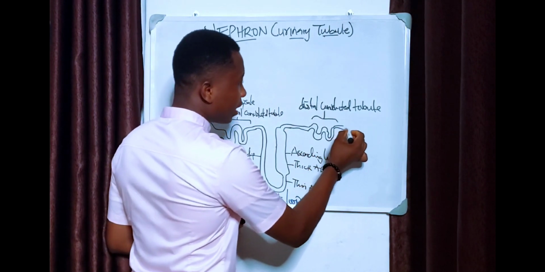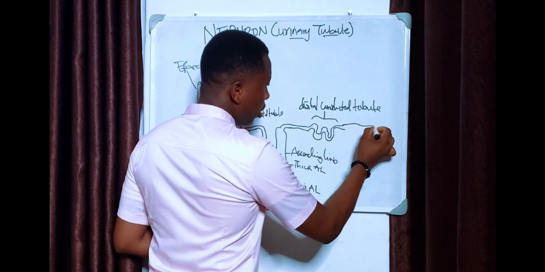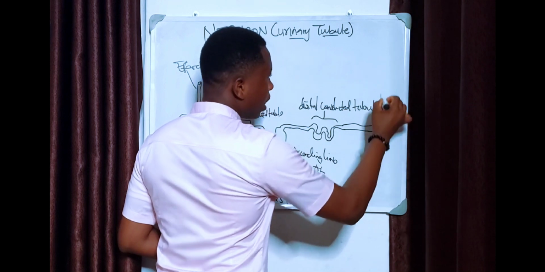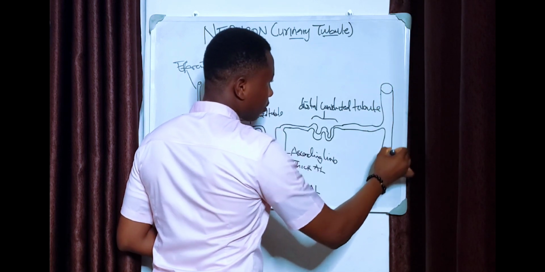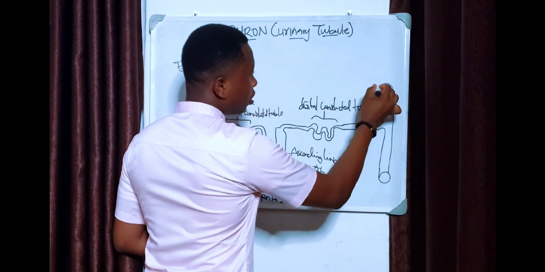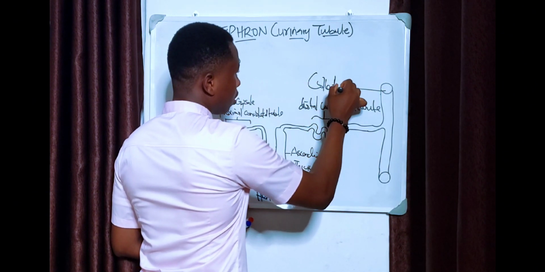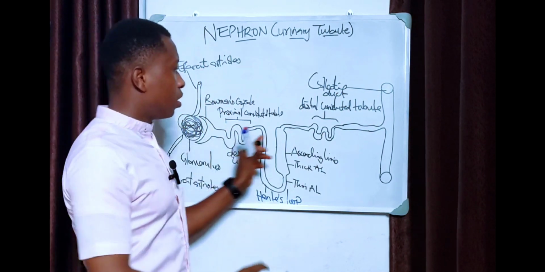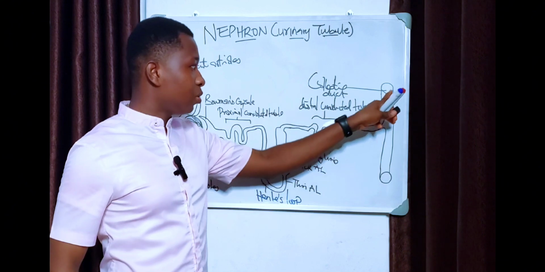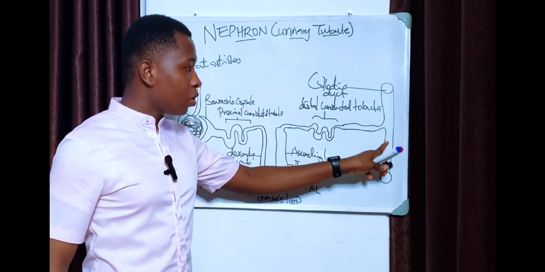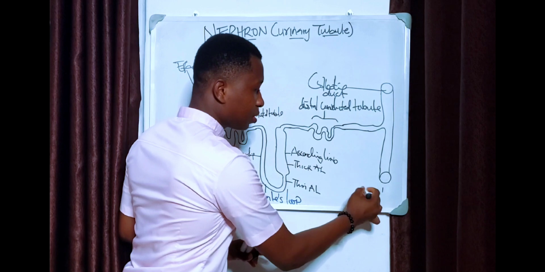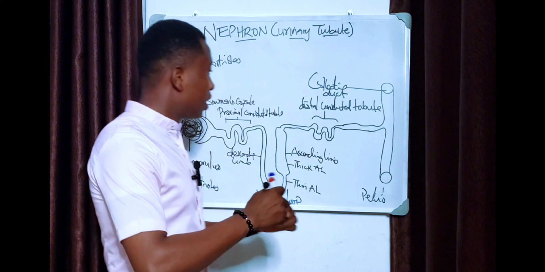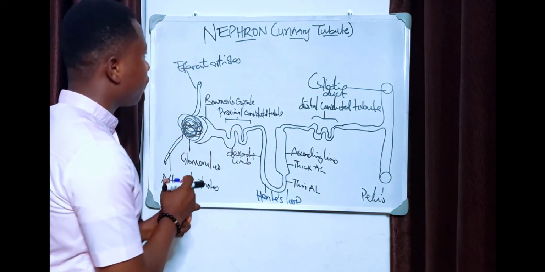Now, this tube terminates at a point called the collecting duct. It terminates at this point called the collecting duct. Now, this is where everything that is filtered from the blood vessel empties into. Now, this collecting duct connects to the pelvis of the kidney and to the urethra and out of the body. So this is the structure of the nephron.